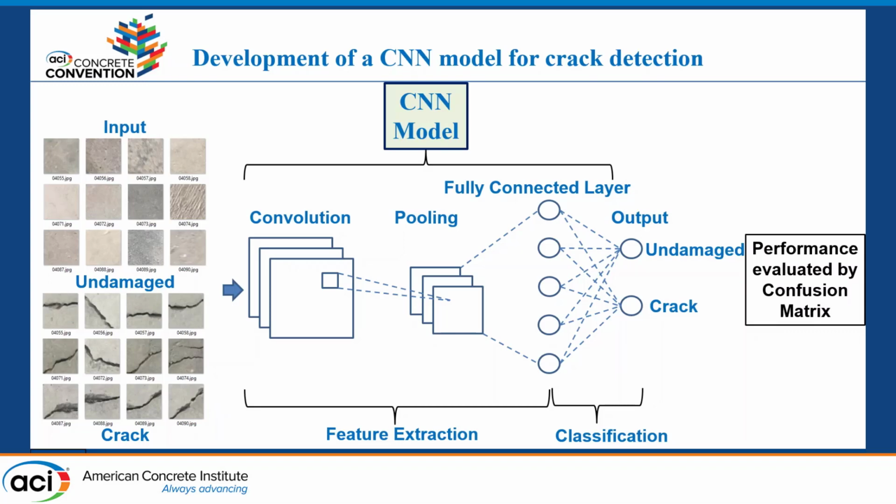So after the feature extraction from convolutional and pooling layer, fully connected layer and output layer will be used for classification. The output layer will assign the input images to their respective levels as undamaged or cracked. The performance of the CNN model will be evaluated using a confusion matrix.